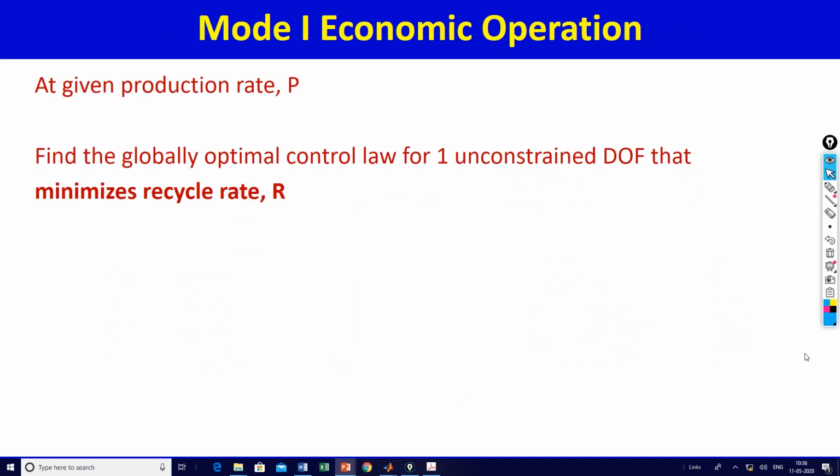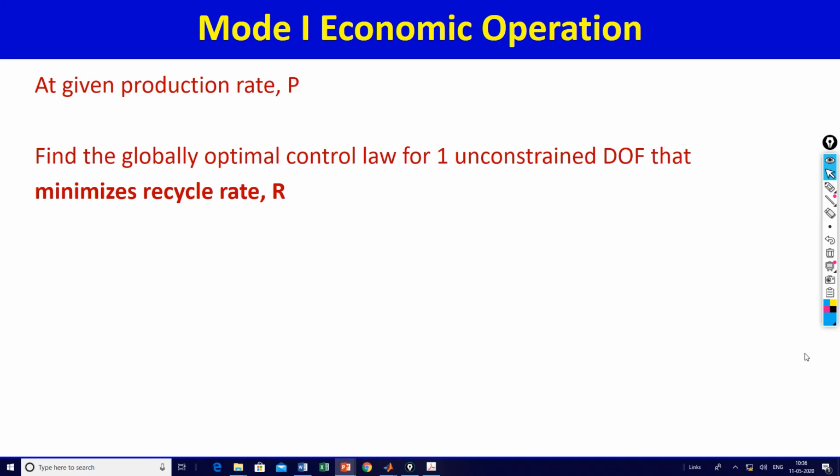Now let's look at mode 1 economic operation. What do we mean by mode 1? Mode 1 means production rate is fixed, is given. It has been specified by the big bosses in higher management. This is your production target. And now we want to find the globally optimal control law for the one unconstrained degree of freedom that minimizes recycle rate. So we are wanting to minimize the recycle rate.